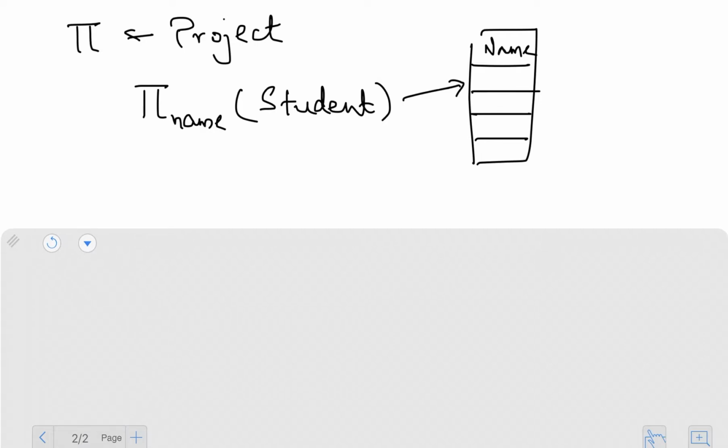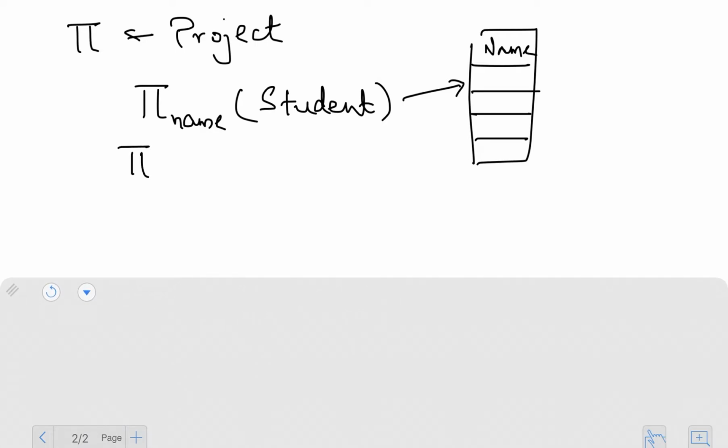And again, the general syntax is to just say pi and then the names of attributes that we want. So I can have a1 comma a2 and so on, and then here I can give an expression. And once again, this expression can be a complicated relational algebra expression, need not necessarily be a relation only.